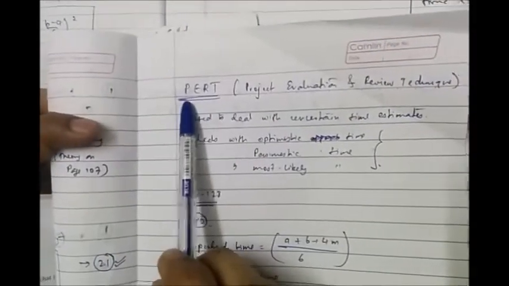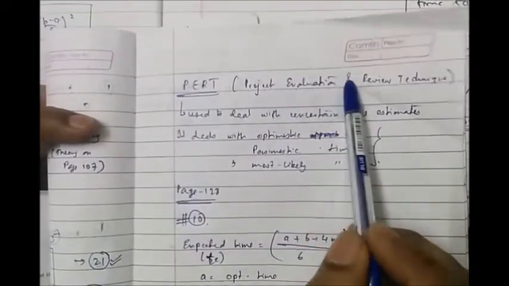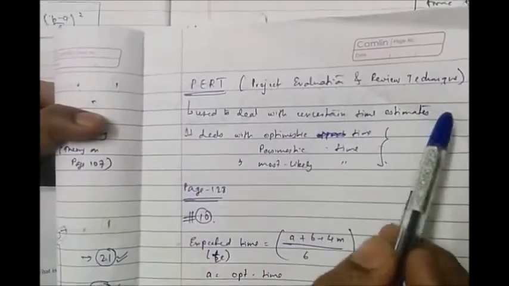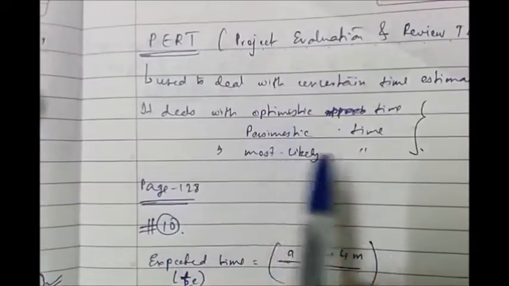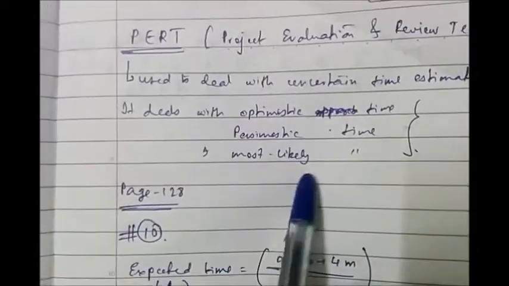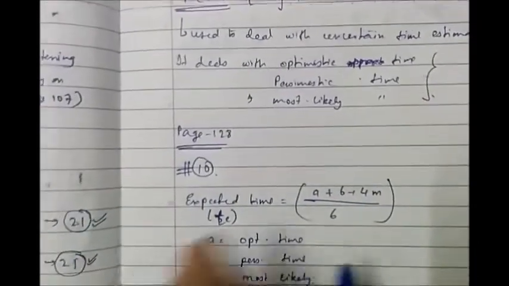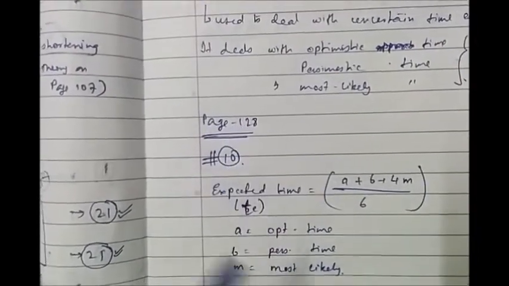Thank you. Now the final type is PERT, which is Project Evaluation Review Technique. Now this is used to deal with uncertain time estimates. It has three basic time estimates. One is the optimistic time estimate, pessimistic time estimate, and the most likely time estimate. Let's understand this through an example. Please refer to page number 128, the 10th question.